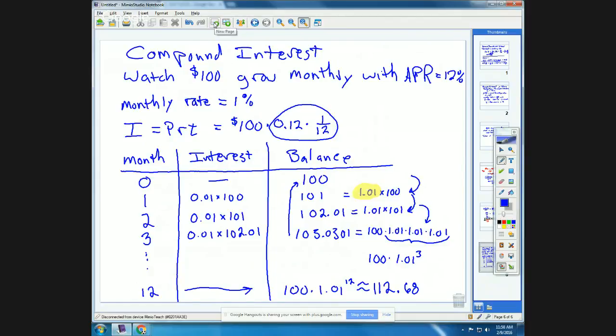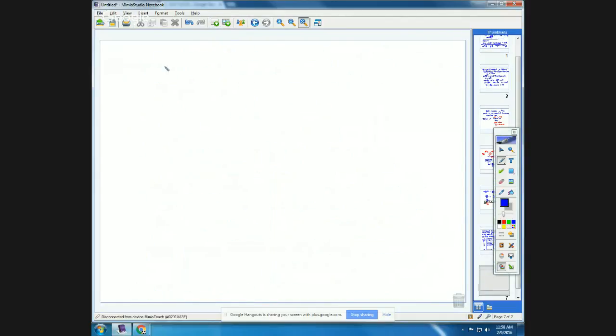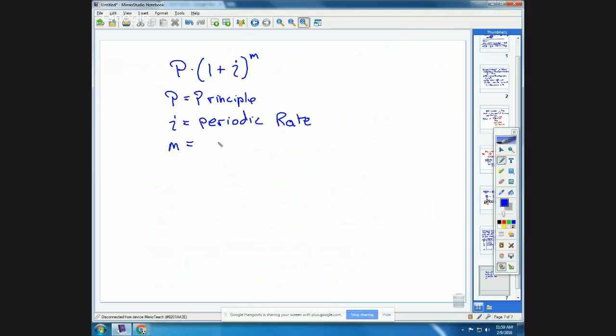So summarizing this formula, the version I have here takes the principal and then multiplies by parentheses 100% of the principal plus your periodic rate. I'm going to call that I. Raised to the power n, number of periods. So like before, P is our principal. I is the periodic rate. In this case, the monthly rate. And n is the total number of periods, the number of months in this case.